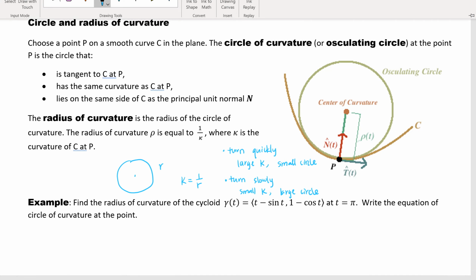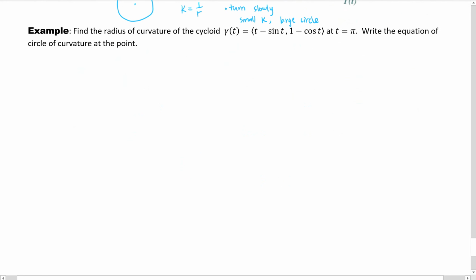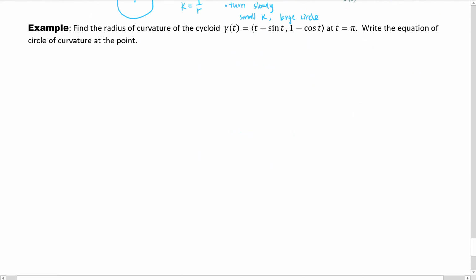Let's look at the following example. Find the radius of curvature of the cycloid gamma of t equals t minus sine t, 1 minus cosine t, at t equals pi. Find the equation of the circle of curvature at the point. In this problem, we not only find the radius, we know the radius is 1 over curvature, so we need to find the curvature, but we also need to know the equation of the circle of curvature at that point. So we need more information.